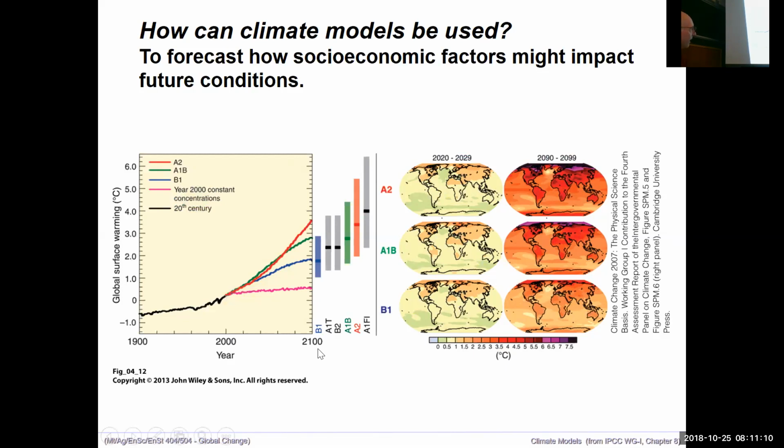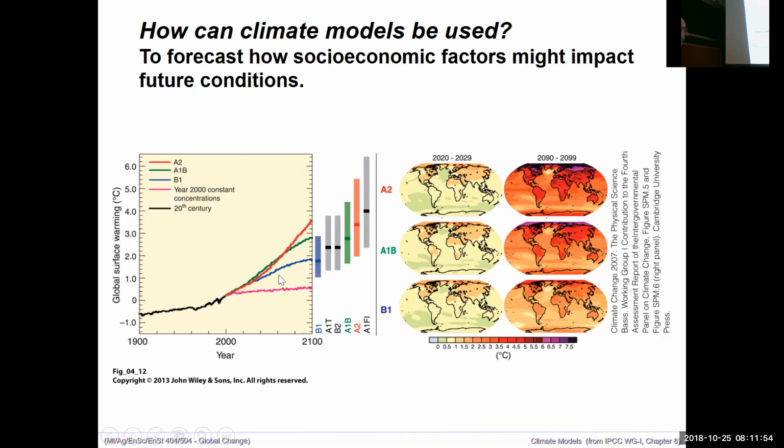Over on the left-hand side is a timeline going from 1900 to 2100, and on the y-axis is global surface warming in degrees Celsius. So it's an anomaly graph. There's a zero point there, using as the zero basis sometime before the year 2000. Again, it might be 61 to 90, but I don't see that it says. In any case, the black line is 20th century observations, the instrumented record for 100 years up to the year 2000.